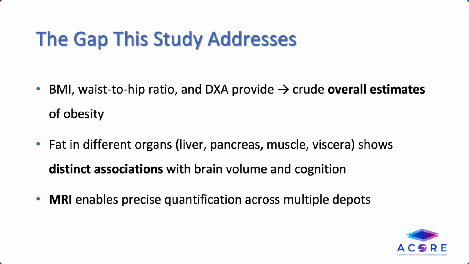Most prior studies relied on crude overall adiposity measures, such as BMI or waist-to-hip ratio or DEXA scans. However, fat stored in specific organs, for instance liver, pancreas, muscle, or visceral, shows distinct associations with brain health. Therefore, MRI enables precise quantification across multiple depots. This supports this study's focus on MRI-based body fat distribution patterns.